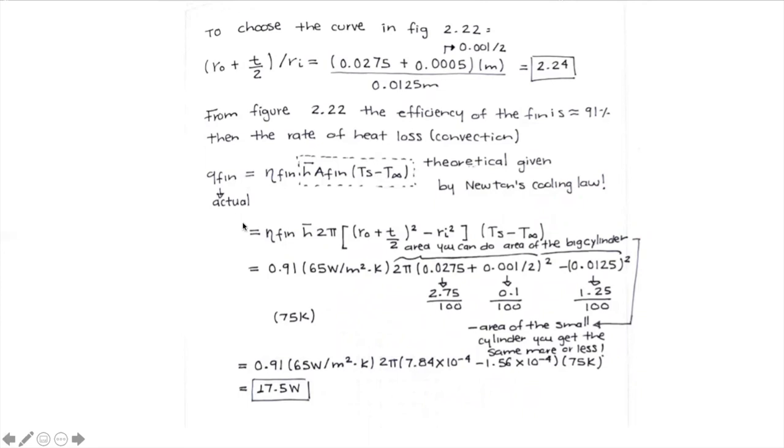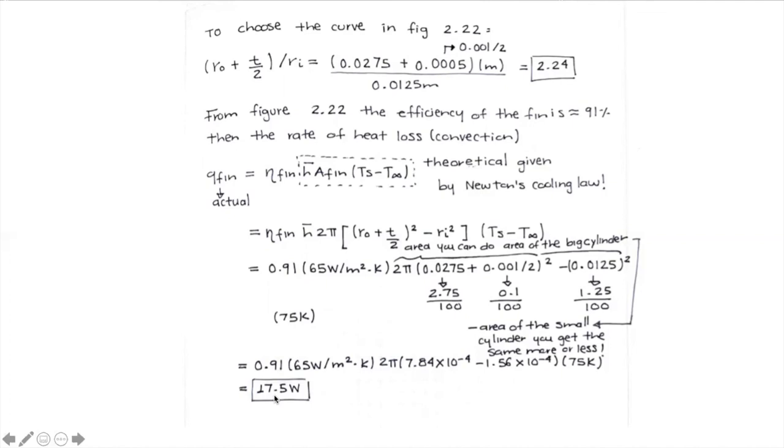Your textbook gives us this formula to get that area of the fin. Also, for simplicity, you can just do the area of the big cylinder minus the area of the small one, and you will get the same thing, or similar numbers. So that gives us a value, finally, of the actual: 0.91, that was the efficiency, times Newton's cooling law, gives us an actual rate of heat loss by convection from the fin of 17.5 watts.